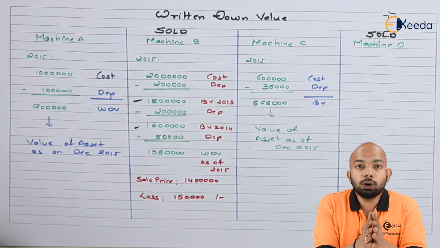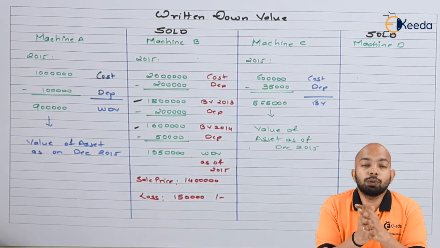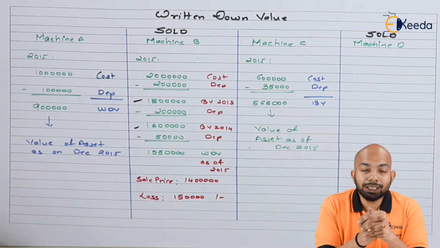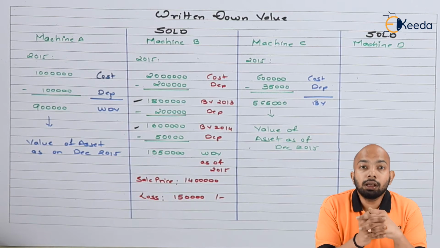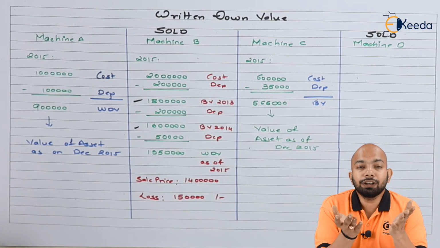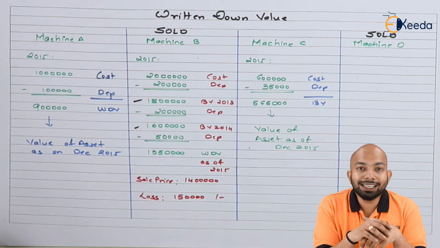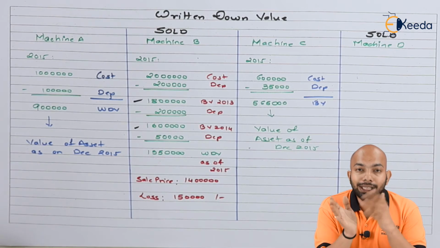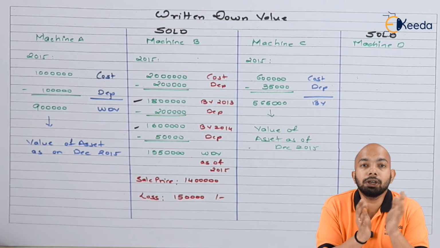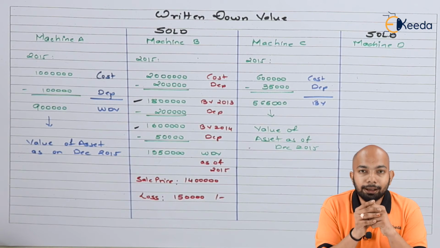So for machine C also we have calculated the depreciation and the written down value. The original cost was 6 lakh when it was purchased in June 2015, and the depreciation that we had calculated for 7 months was 35,000. So what has been subtracted from there, we get a total of 5,65,000, which is the value of that specific asset as of December 2015. Now let's calculate the last machine, machine D.